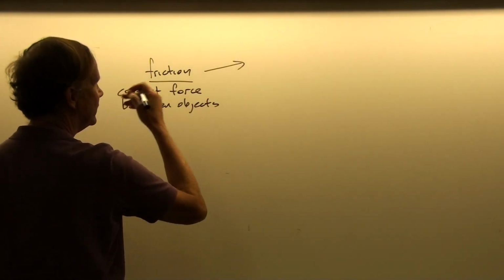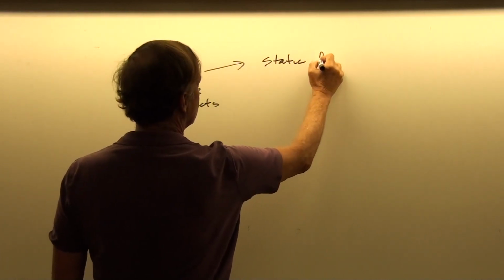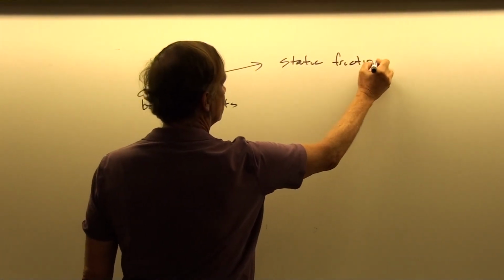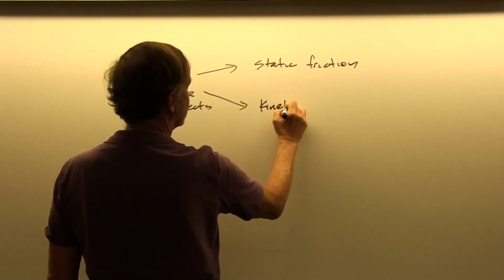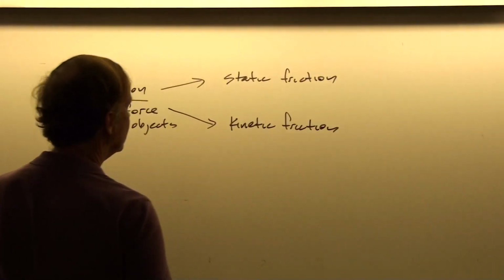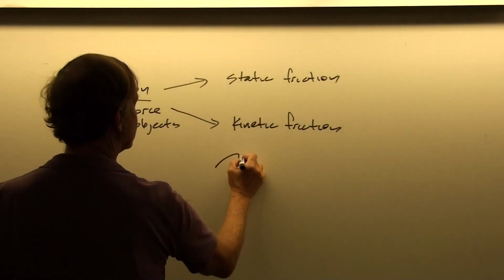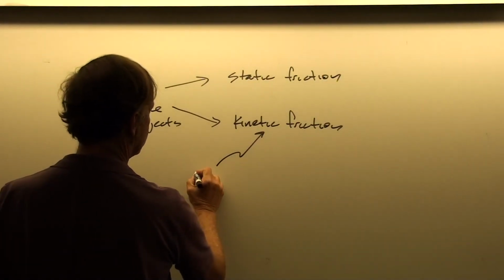It can be broken up into two separate categories. We have the static force, which we'll talk about a little bit later, and what I want to talk about now is kinetic friction. Now in kinetic friction, the object is moving and the two surfaces are rubbing against each other.